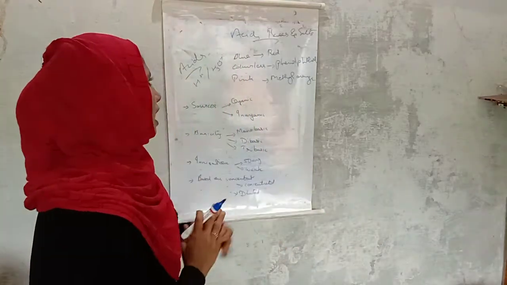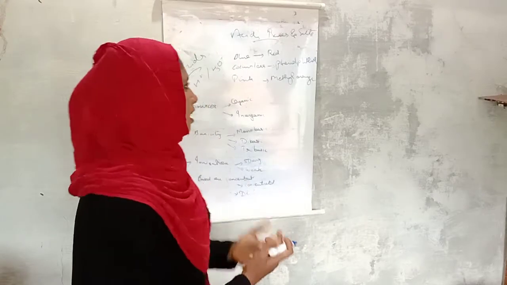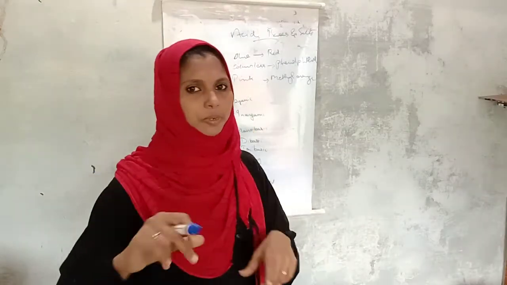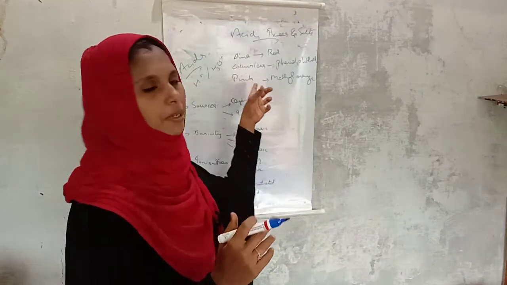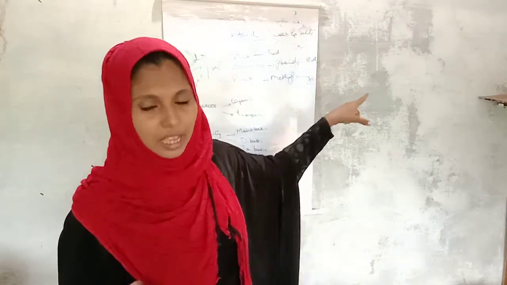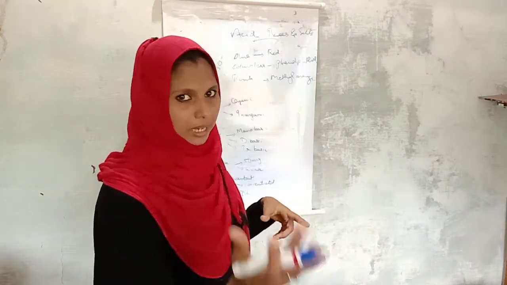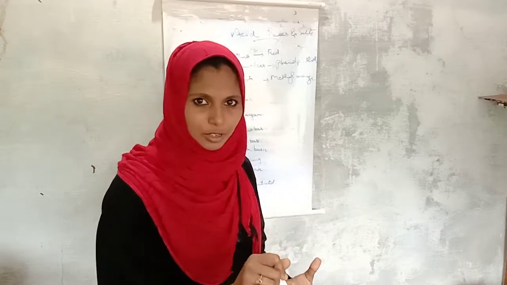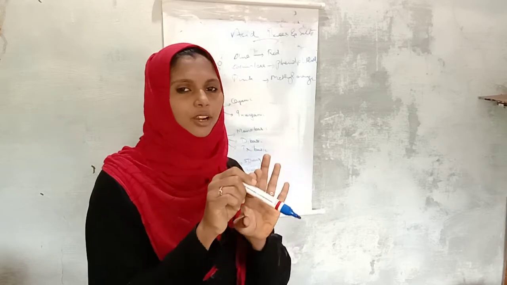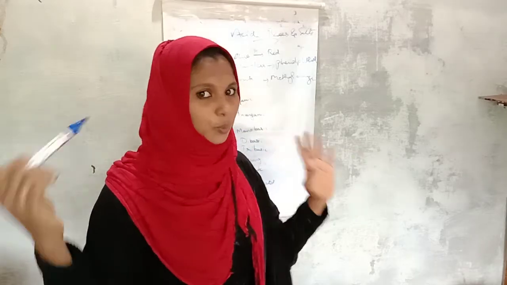Simple. Okay. And also some other chemical properties are, suppose we are using the litmus paper. You may be familiar with the litmus paper. The blue litmus paper will change its color into red in the presence of acid. Means suppose we are taking a litmus paper and dipping it in the acid solution, then we can see the blue color of the litmus will be changed into red.